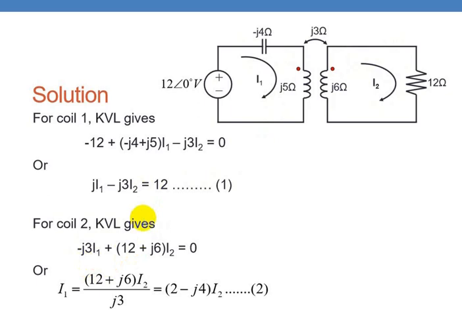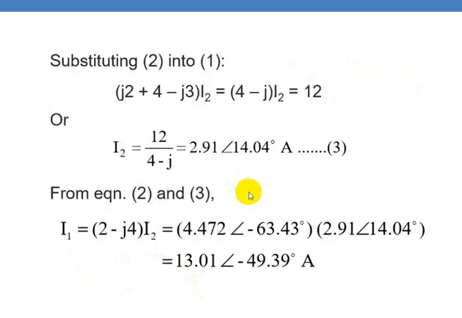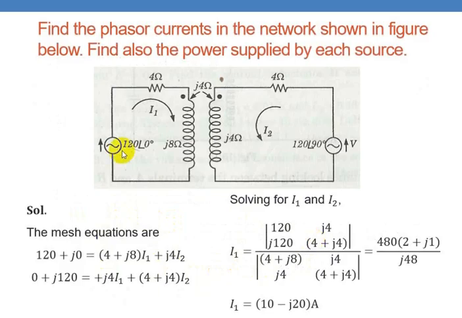You can solve by Cramer's rule. You have two equations in terms of I1 and I2. Otherwise, by the subtraction method, you find out the currents I1 and I2, and these are the values. I2 is 2.91 at an angle 14.04 ampere. I1 is 13.01 at an angle minus 49.39 ampere.